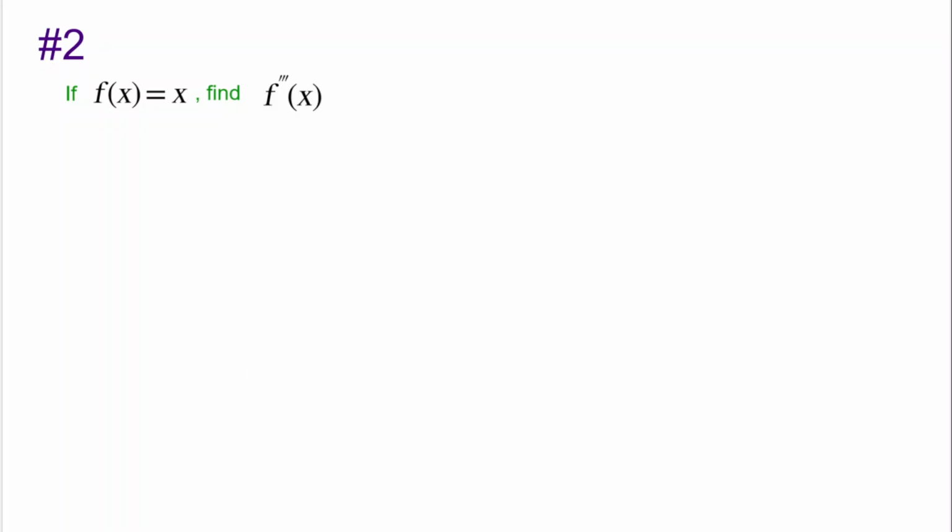Okay, if f of x equals x, find f triple prime of x. Pause the video. Maybe it doesn't require as much work as you think it does. Okay, unpause when you're ready to check.